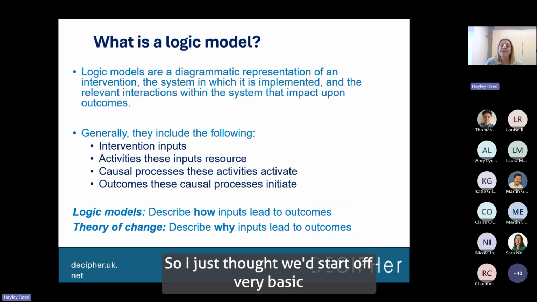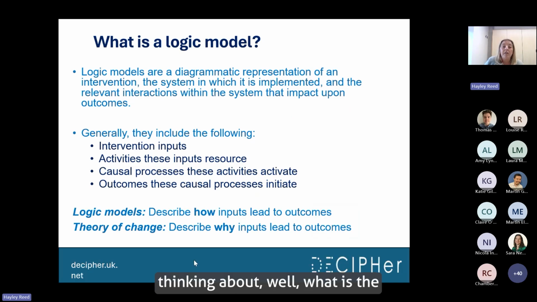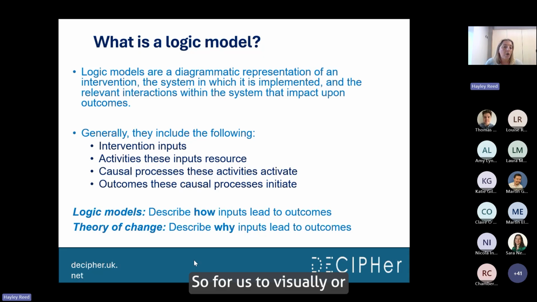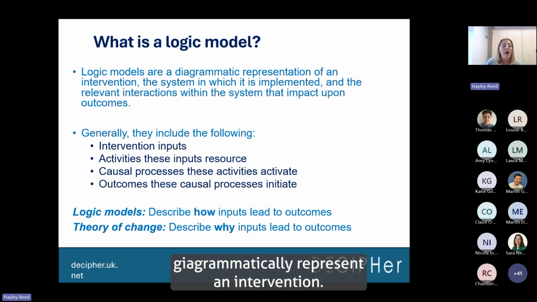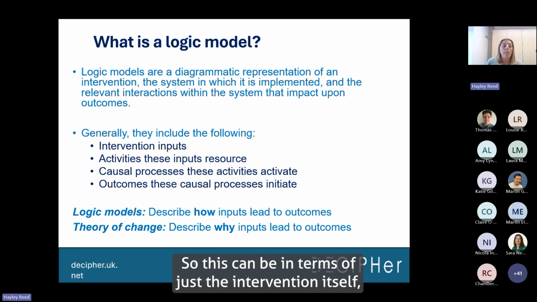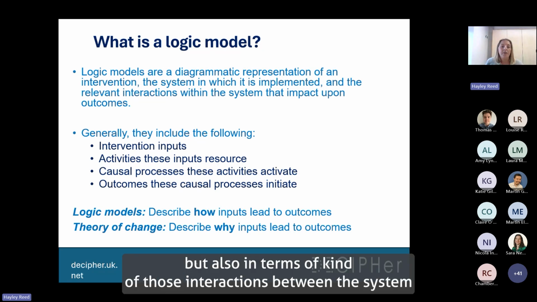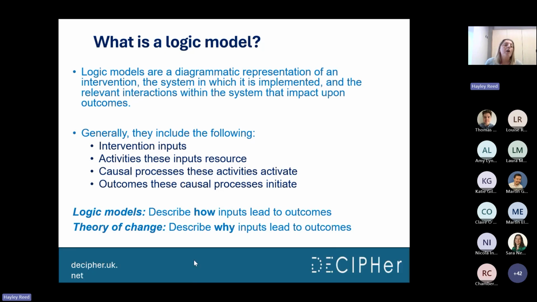So I just thought we'd start off very basic, thinking about, well, what is the logic model? What is the premise of it, and why do we do this? So we're thinking specifically here about logic models which are utilised for interventions. So for us to visually or diagrammatically represent an intervention. So this can be in terms of just the intervention itself, in terms of the system in which the intervention is going to be implemented, but also in terms of those interactions between the system and the intervention.